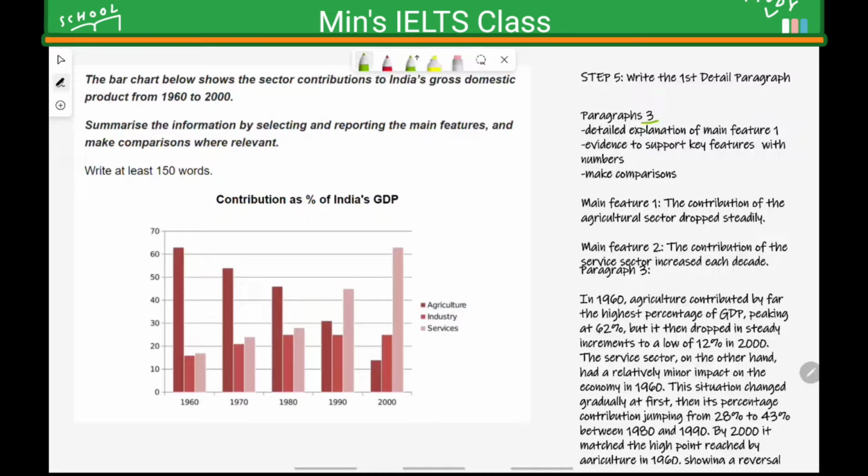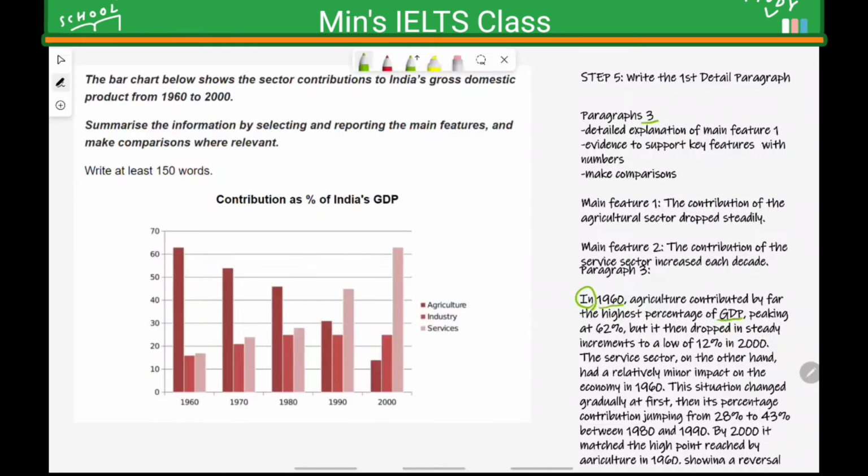So main feature 1 was the steady decline of the agriculture sector, and feature number 2 was the dramatic increase of the service sector for India's economy. Okay, so in 1960, whenever you use the year, you always need to put in. In 1960, agriculture contributed by far the highest percentage of GDP.